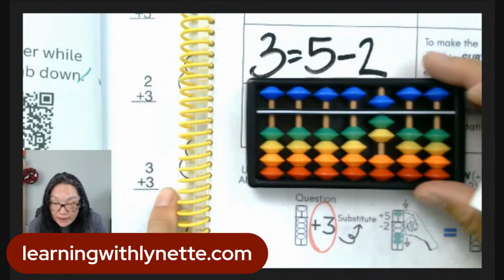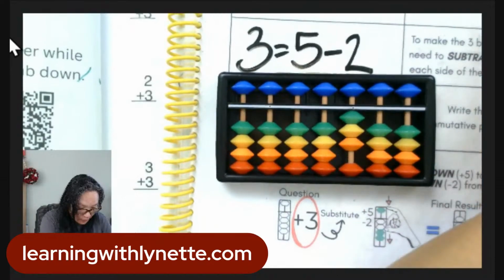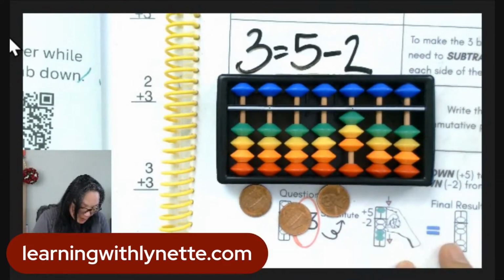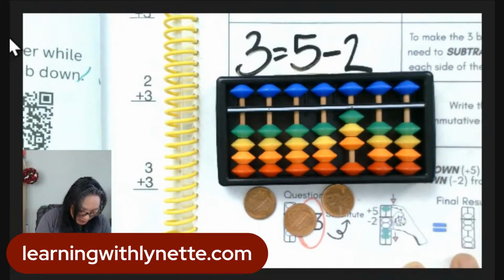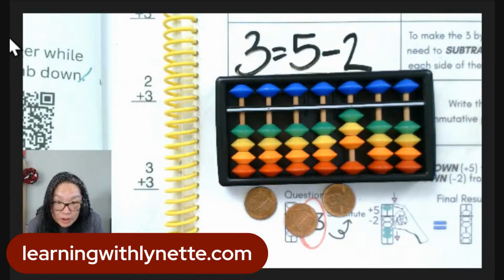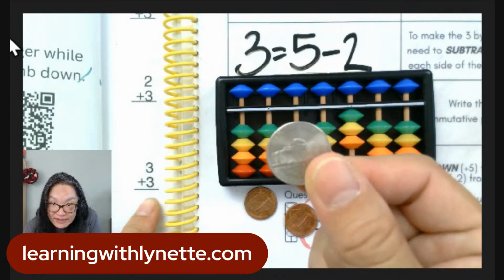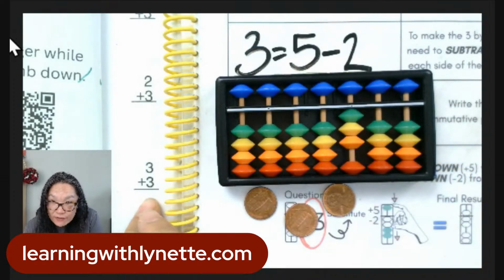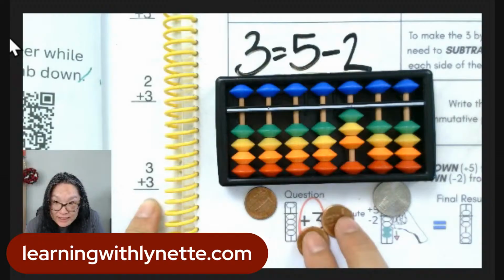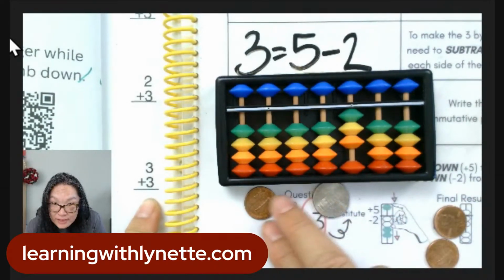We have 3. If I have 3 on my abacus, let me use money now. So if I have 3 on my abacus, I have 3 pennies, right? I'm going to give you 3. But look, the problem is I only have 1 nickel, which is 5 cents. If I give you my 5 cents, I need to take my change back. So I need to take away these 2. So my final answer is 6.